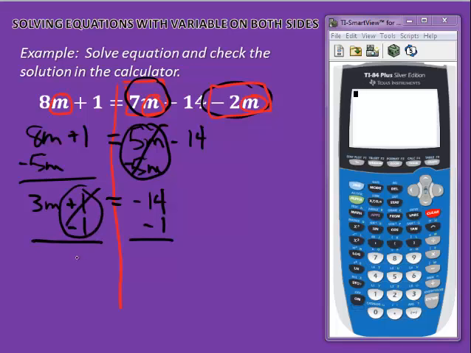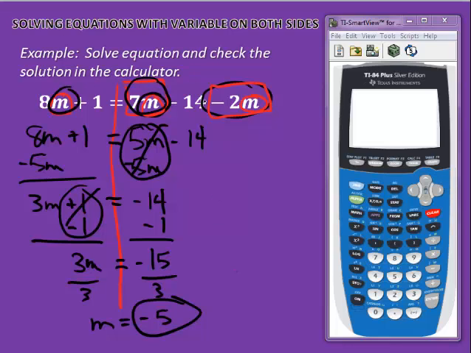Those make 0. I'm left with 3m. And on the right I have negative 15. Now I want to divide by 3 on both sides. That leaves me with m equals negative 5. So that's my answer. Let's go ahead and check it by plugging in negative 5 where my m is on both sides.